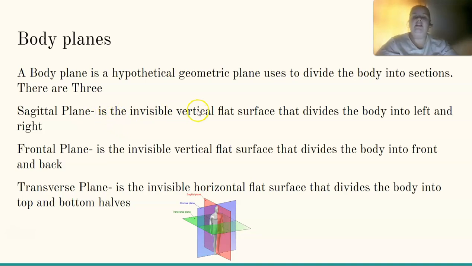Your sagittal plane is the invisible vertical flat surface that divides the body into left and right. So again, left is over here and right is on this side. Your frontal or coronal plane is this blue plane that you have down here. This is the vertical flat surface that divides the body into front and back, or anterior and posterior, which we will talk about here in just a minute. And then your last one is your transverse plane, and in your diagram, it's the green one. It is the flat surface that divides your body into top and bottom.